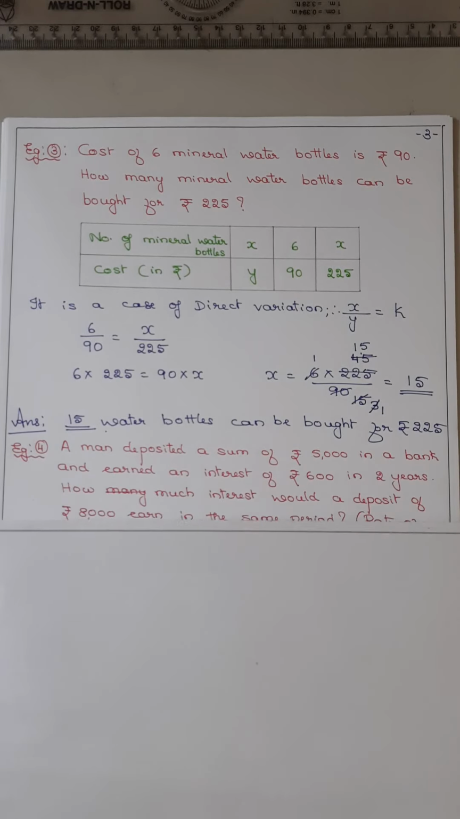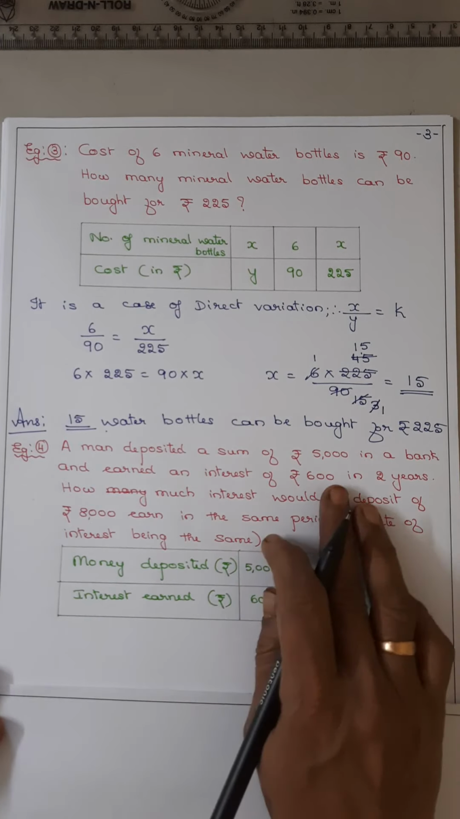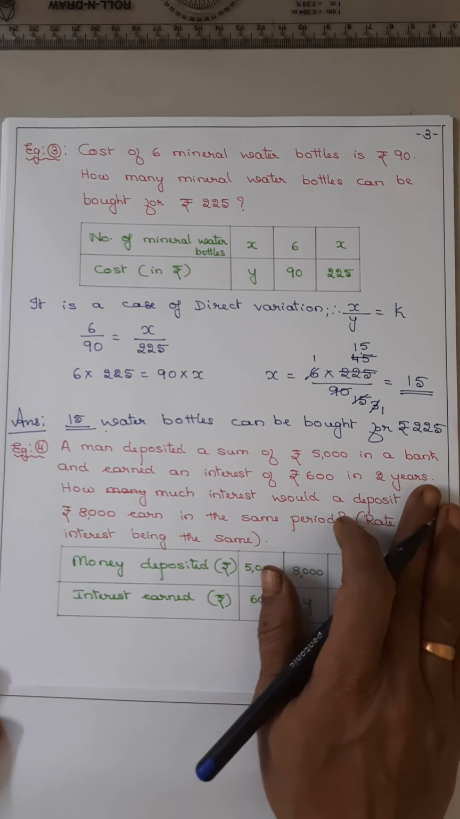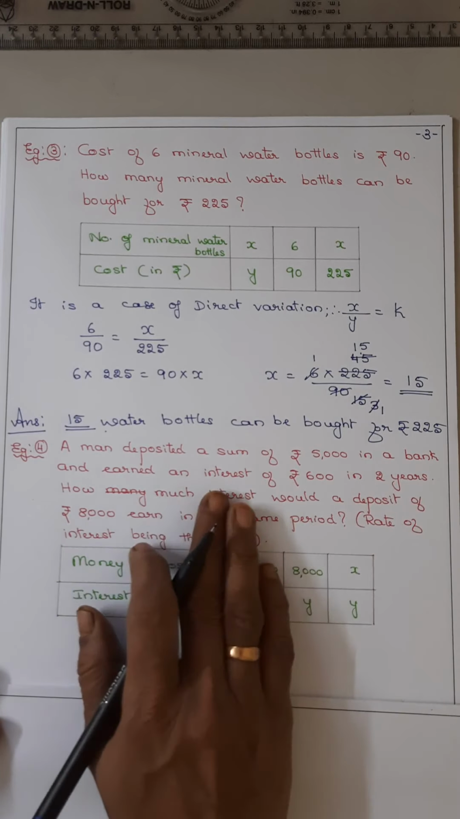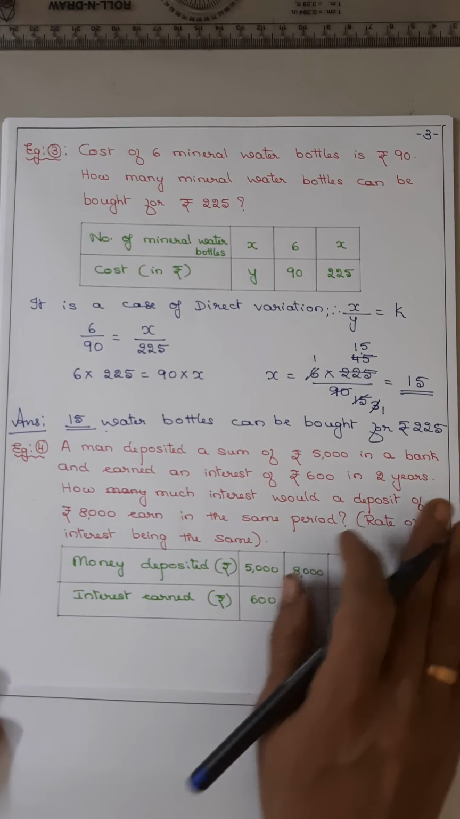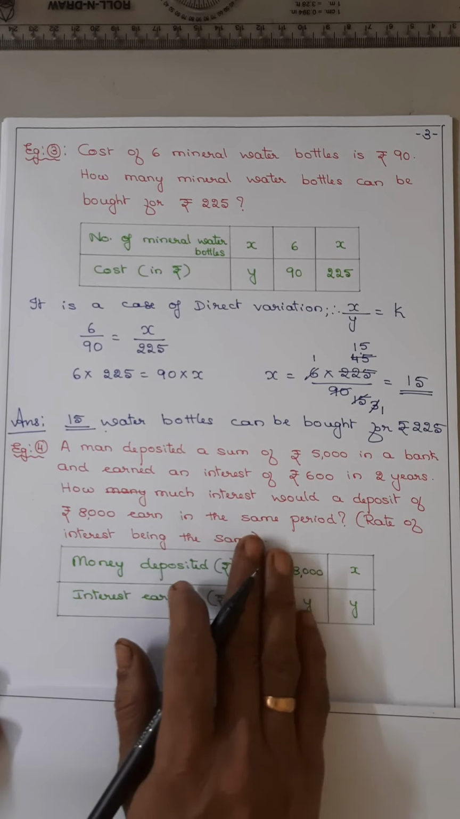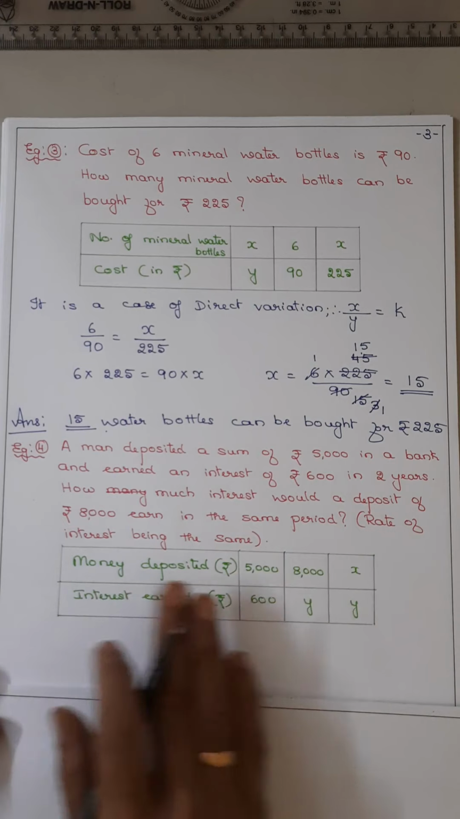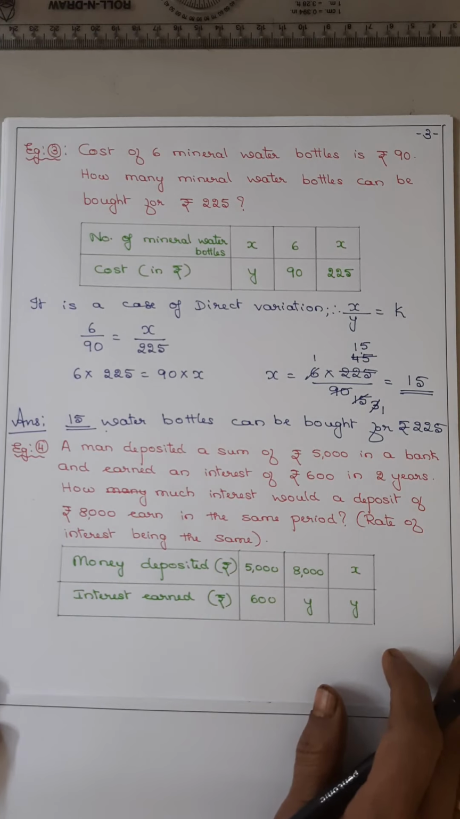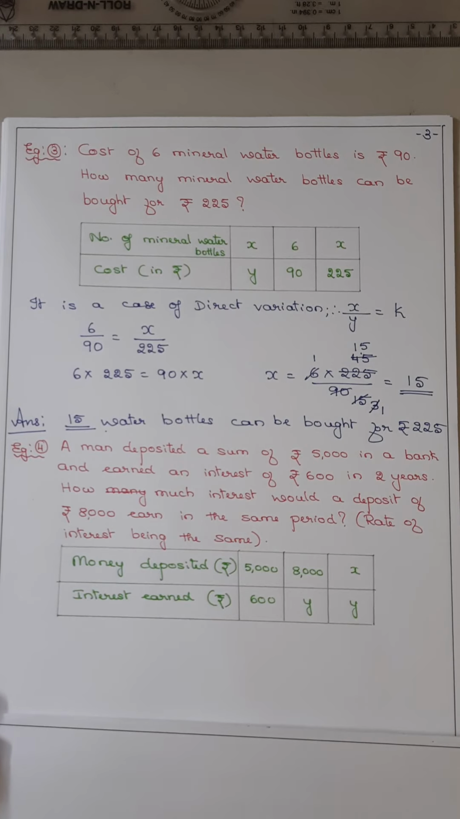Okay. Now coming to example 4. A man deposited a sum of rupees 5,000 in a bank and earned an interest of rupees 600 in 2 years. And how much interest would a deposit of 8,000 earn in the same period, the rate of interest being the same? So rate of interest हमेशा सेम रहेगा. So ज़्यादा मनी डिपॉजिट किया, ज़्यादा इंटरेस्ट मिलेगा. तो कौन सा वेरिएशन है? डायरेक्ट वेरिएशन.